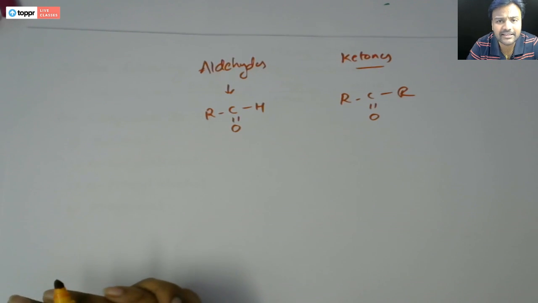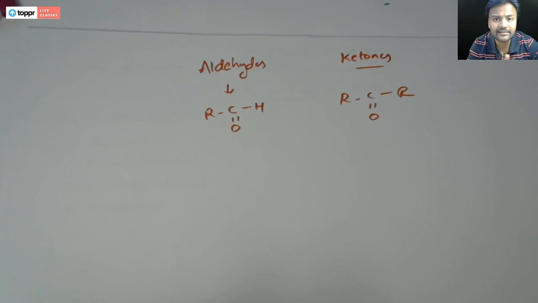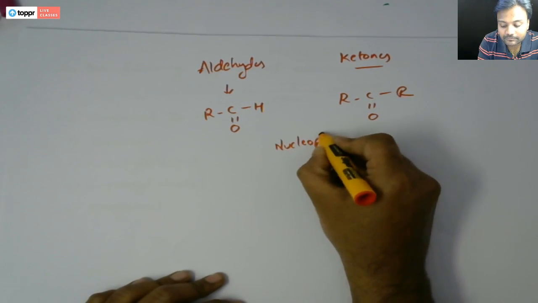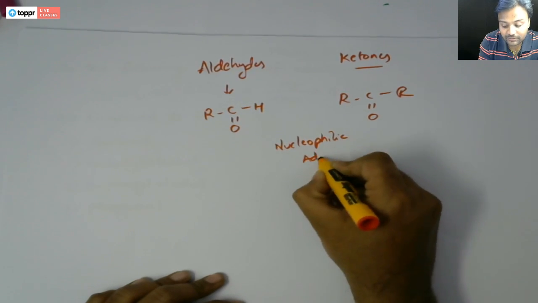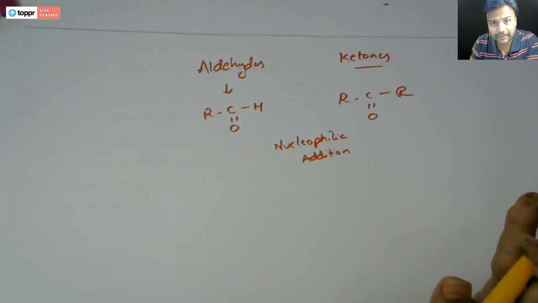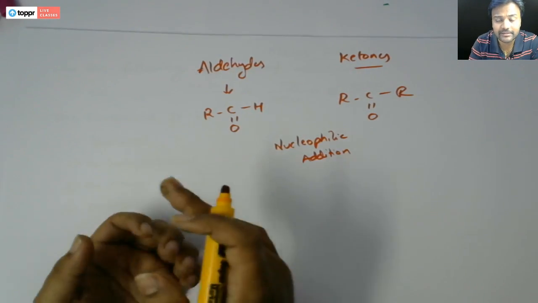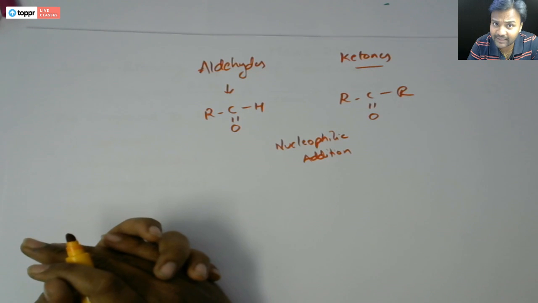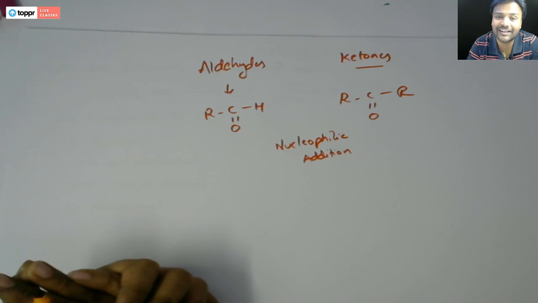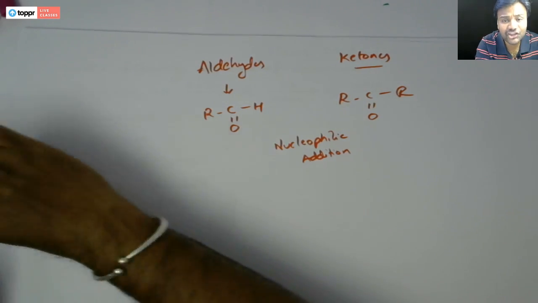What kind of reactions take place in aldehydes and ketones? Usually aldehydes and ketones undergo nucleophilic addition reactions. Wherever there is a double bond, there is a possibility of addition reactions, like you saw in alkenes and alkynes, where electrophilic addition reactions take place. But here it's not electrophilic addition, it's nucleophilic addition. Why is it so?